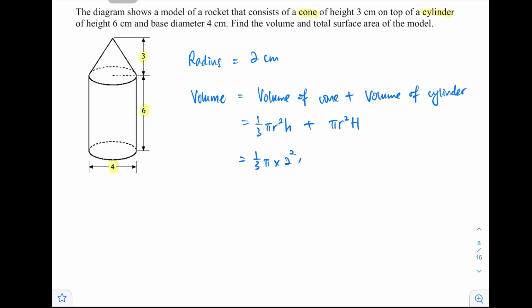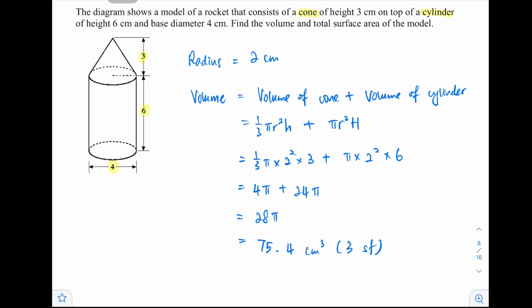The radius is 2, the height of the cone is 3, the radius of the cylinder is also 2, but the height of the cylinder is 6. This gives 4 pi, which is the volume of the cone, and 24 pi, which is the volume of the cylinder. If I add that together, it's 28 pi. And if I press my calculator, I'm going to get 75.4 cm cubed to 3SF. So that's the volume.